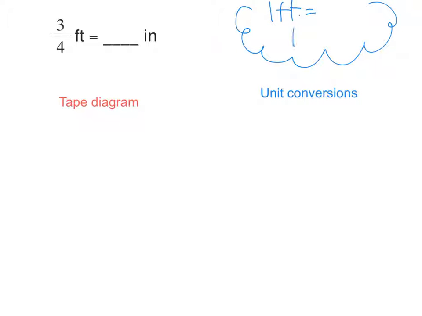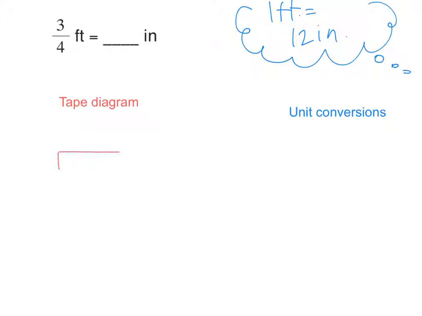Everyone? 12 inches. Good. Okay, so that's what we need to think in our head. Let's do the tape diagram method first, because we need to know how to do both, but we'll focus on tape diagram first. So I'm going to draw a piece of tape, and that entire piece of tape I'm going to label as 1 foot, which as I know is 12 inches, right? And then I need to divide that 12 inches into how many equal units? 4, because my denominator is 4.